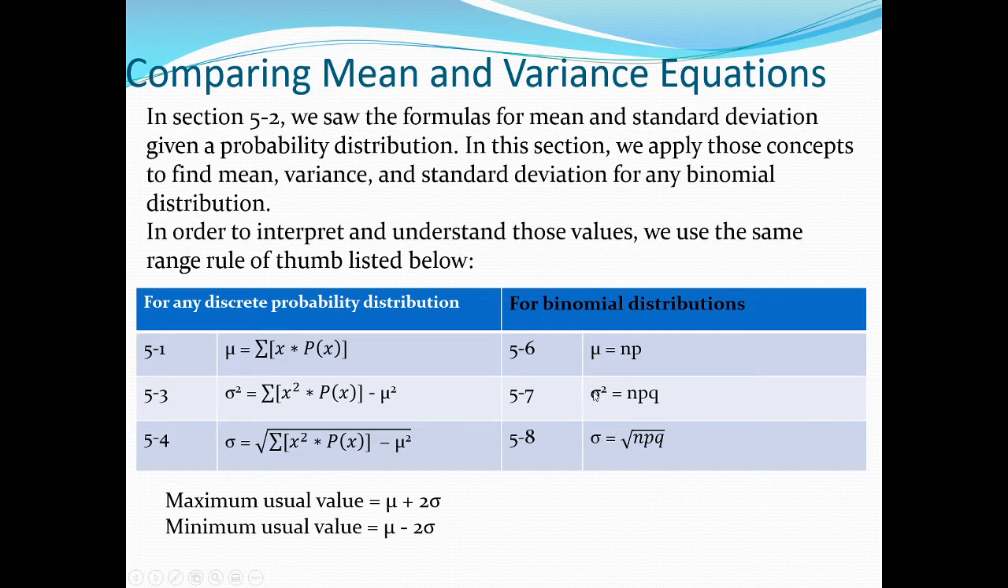Remember, variance is sigma squared, and standard deviation is sigma, which is the one we usually want of the two. We're going to go through some problems to show you how easy this is for binomial distributions. And again, our maximum and minimum usual value ranges still apply. So your average plus 2 times the deviation and your average minus 2 times the deviation set up your max and minimum value range.